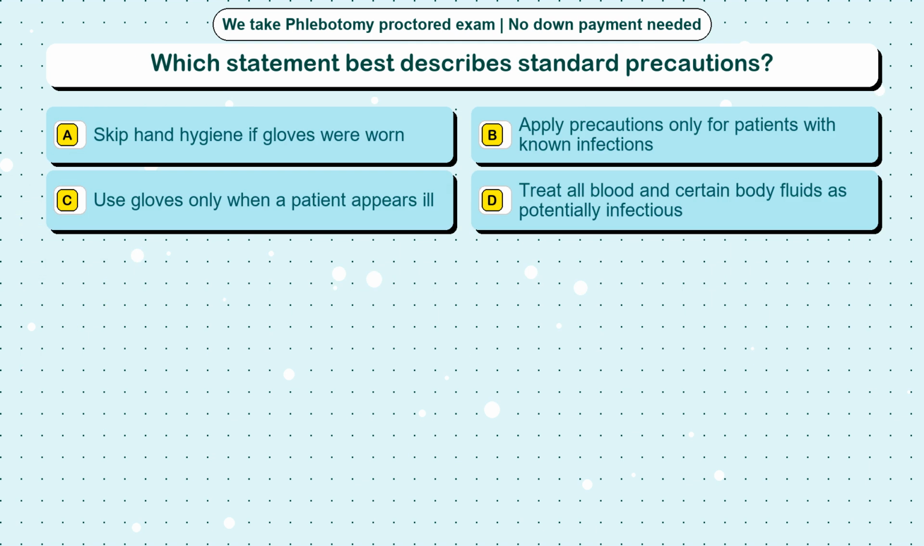Question 75. Which statement best describes standard precautions? Option A. Skip hand hygiene if gloves were worn. Option B. Apply precautions only for patients with known infections. Option C. Use gloves only when a patient appears ill. Option D. Treat all blood and certain body fluids as potentially infectious.